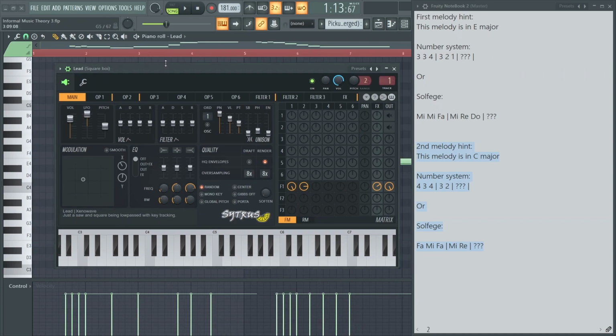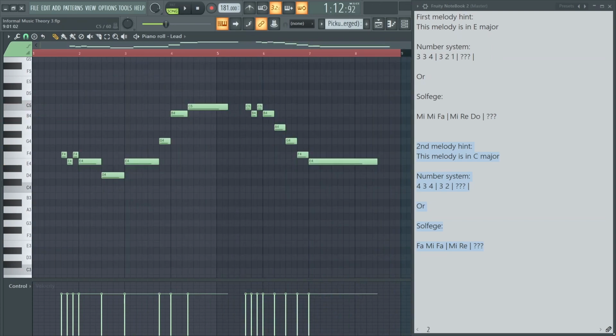Alright, so here is the second melody. Alright, and here's the melody with the piano roll.